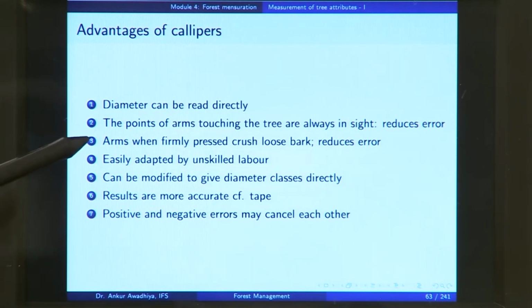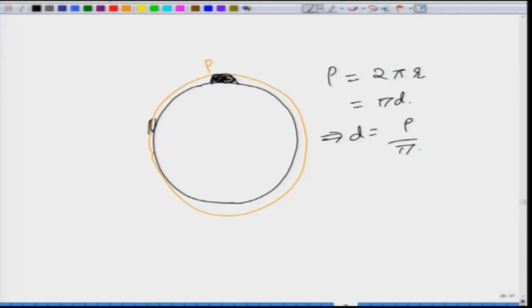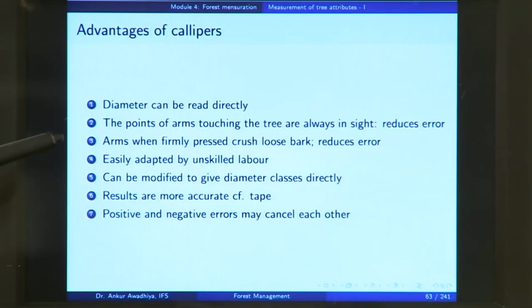Then arms, when firmly pressed, crush loose bark, which also reduces the error. Now, what it means here is that in the case of a tape, if you have a loose bark somewhere, here you have a loose bark, but then your tape will go over this loose bark, and so you will overestimate the diameter or the perimeter. But in the case of calipers, when you are pressing the jaws together, they crush the loose bark, and so the error is reduced. It is easily adapted by unskilled labor, because they do not have to divide it with anything.